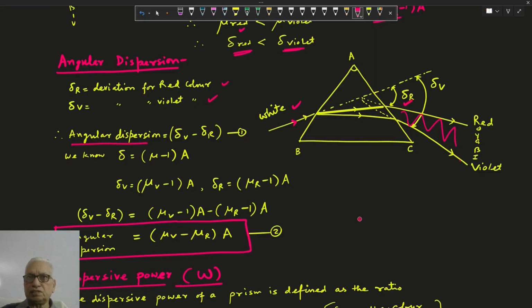Angular dispersion is defined as delta violet minus delta red, given by equation 1. We know the relation delta equals (mu minus 1) times A for violet color and for red color. Putting this in equation 1, delta V minus delta R, the 1 will cancel out. The angular dispersion is given by (mu V minus mu R) into A, where angular dispersion in terms of delta is given by delta V minus delta R, and in terms of mu as above.